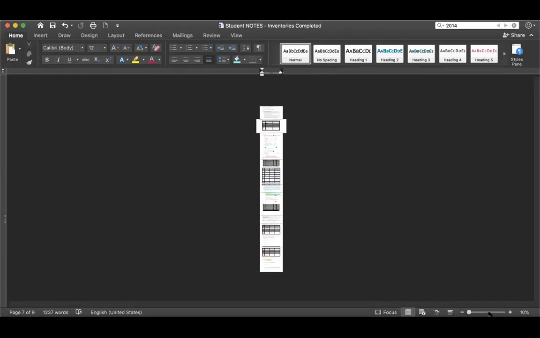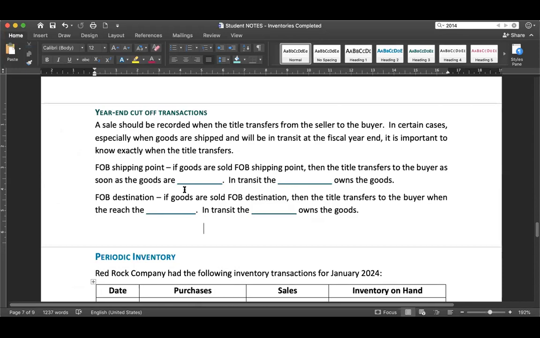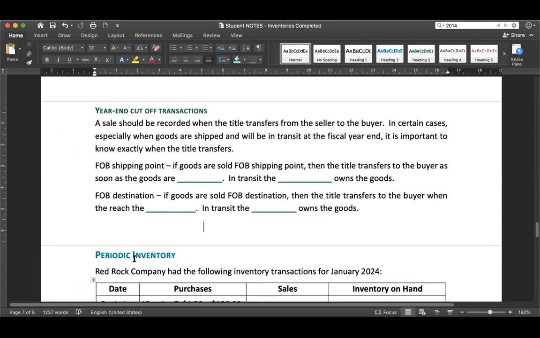Okay, in this video, I'm going to be continuing on inventories. In particular, I'm going to focus most of today's video on LIFO and FIFO, weighted average periodic inventory. So that's what the bulk of the focus is going to be on today. There are a few items that I also need to cover before I get into periodic inventory methods.